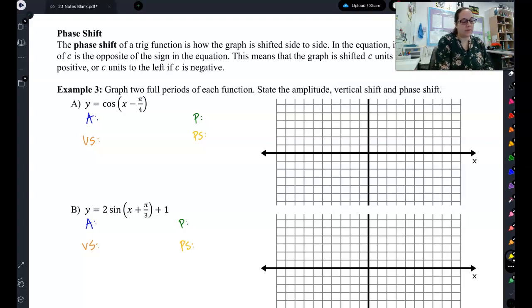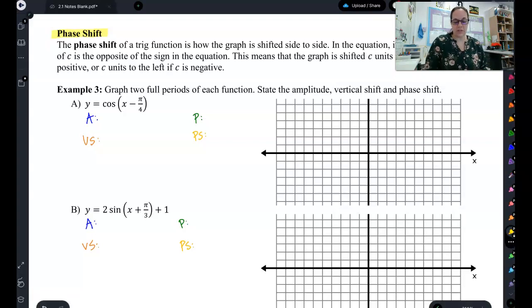Let's talk about phase shifts. So we're going to do the exact same thing we've always done. Let's talk about the amplitude first. Amplitude on this one, there's nothing in front, so that means it's a secret 1. Amplitude is 1. Vertical shift is adding or subtracting outside. I don't have any of that this time, so that's none.